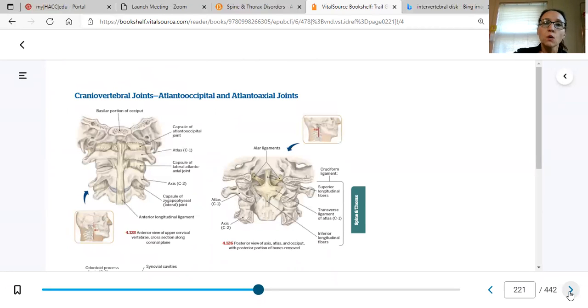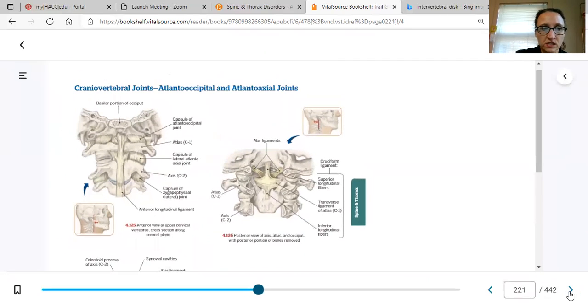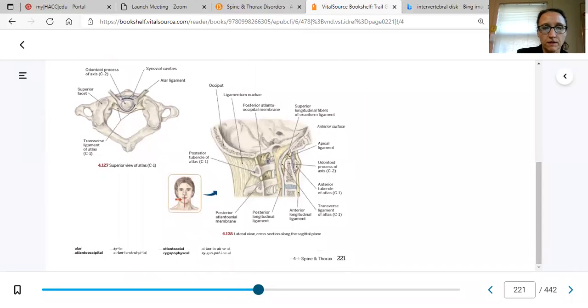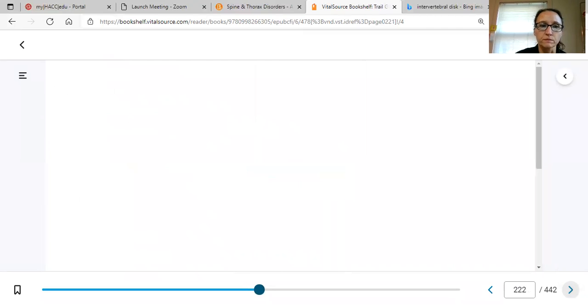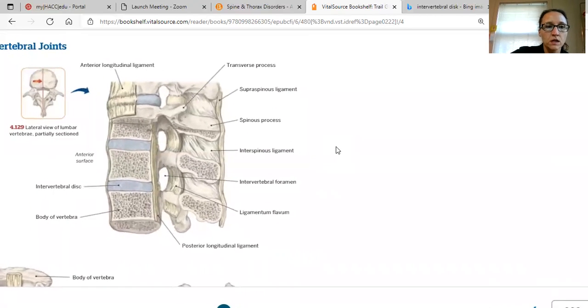Okay, I'm not going to go over all of the ligaments here. I do want you to see, though, not this one. It's on the next page. Okay, here we are. I want you to see how the vertebrae are held together with ligament.